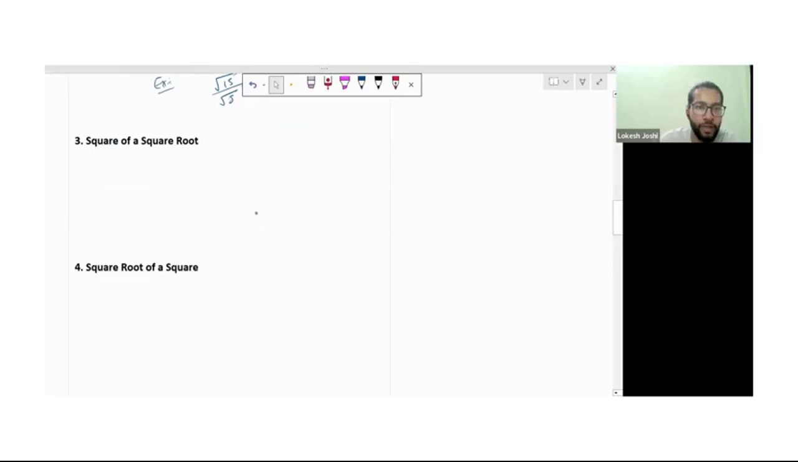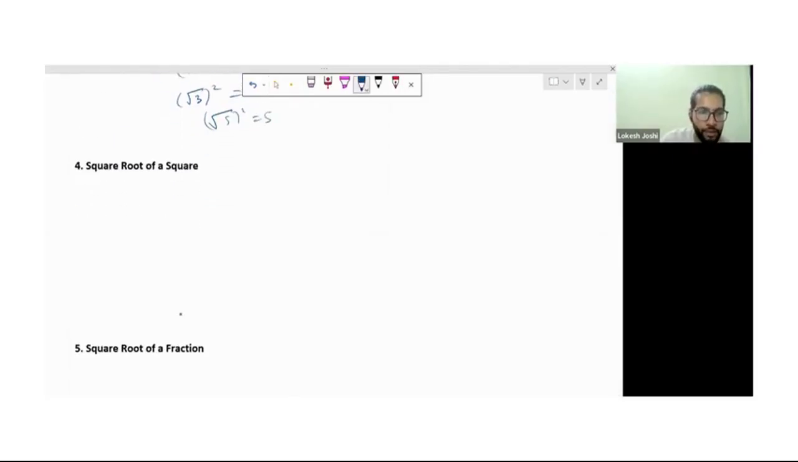Now the square of a square root. Suppose a is any positive real number we have defined, then the square of the square root of a will be the number a itself. Which means suppose I have the square of under root 3, then it will be equal to 3. Now you can answer: if I have the square of square root 5, what will be the answer? Using that property, the answer is 5 itself.